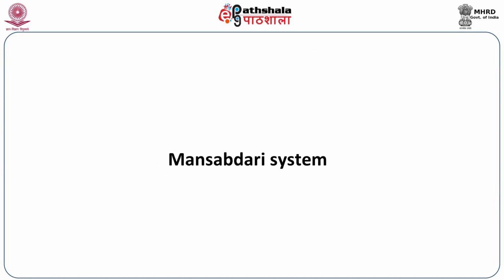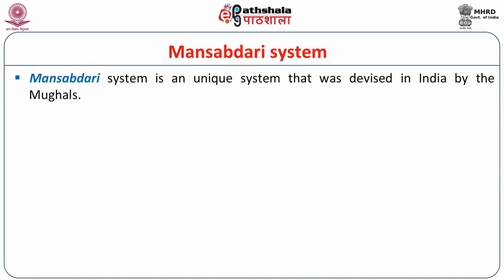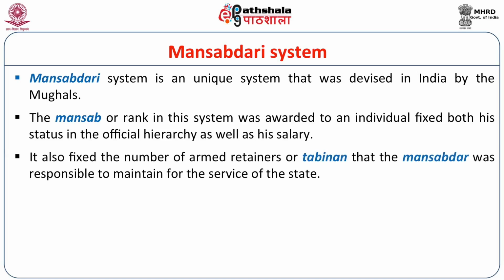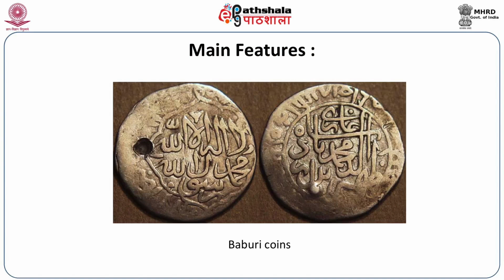The Mansabdari system is a unique system that was devised in India by the Mughals. The Mansab, or rank in this system, was awarded to an individual and fixed both his status in the official hierarchy as well as his salary. It also fixed the number of armed retainers, or tabinan, that the Mansabdar was responsible to maintain for the service of the state. Now, let's discuss the main features of this system.